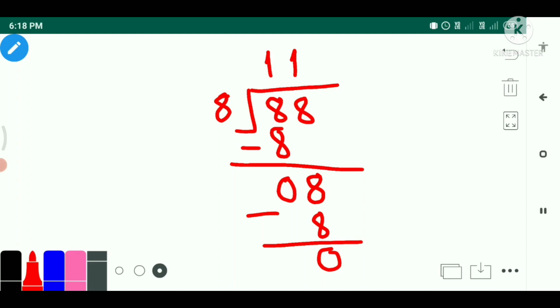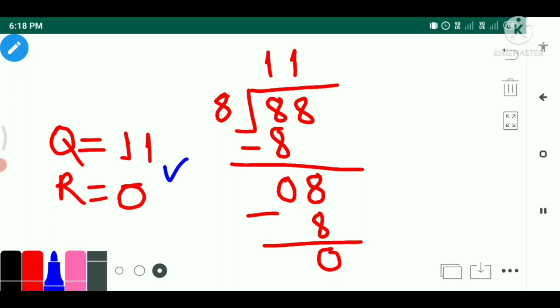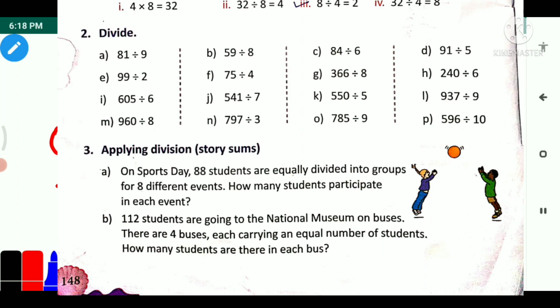So our quotient is what? 11. And our remainder is what? 0. So this question indicates how many students will be there in each event. So in each event 11 students are there. 11 students participated in each event. I hope that you have understood this question. So now let's do the next one.